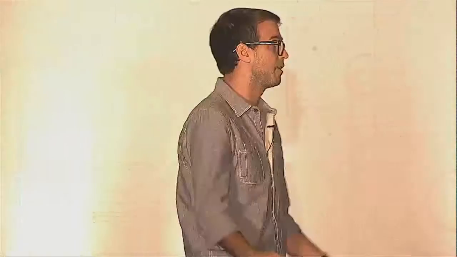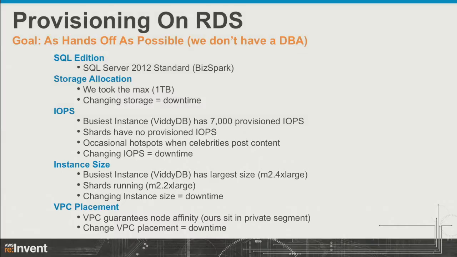So how do we provision on RDS? Not a lot of science behind it. We didn't have a ton of visibility at our prior provider. We didn't know how many IOPS we were doing per second. The only thing we knew is that we were too big in terms of storage.